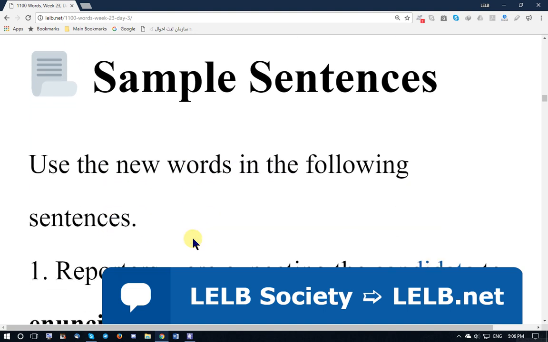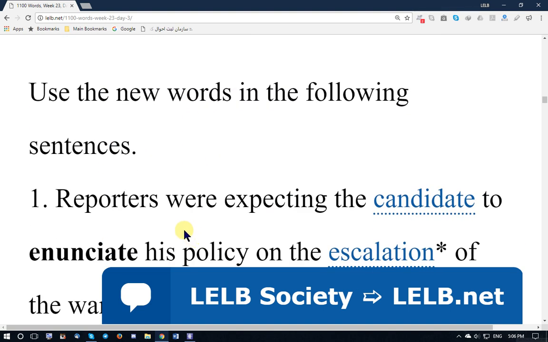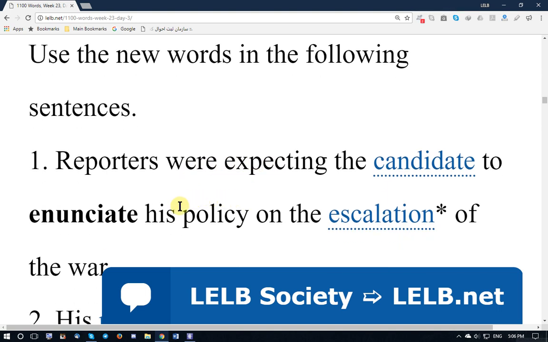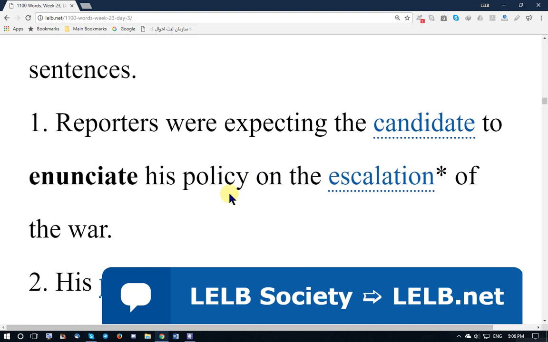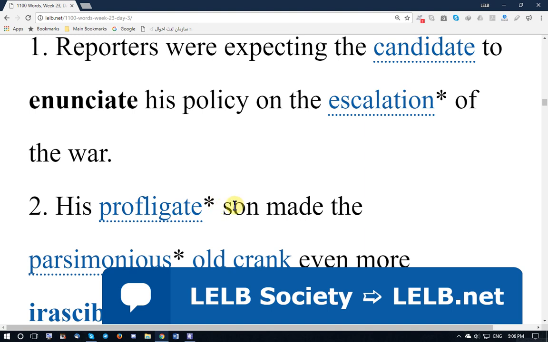Okay, sentence 1. Reporters are expecting the candidate to enunciate his policy on the escalation of the war. Reporters are expecting the candidate to make it clear, to make their policy, scheme, plan clear on the growth or rise of the war.